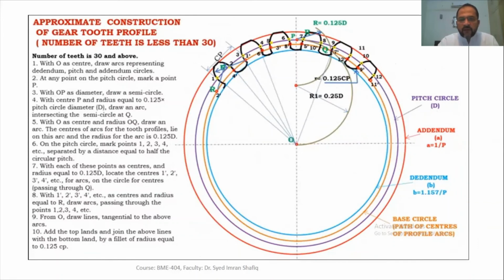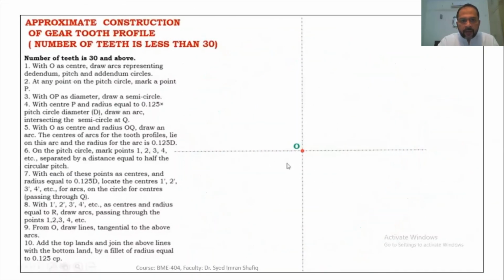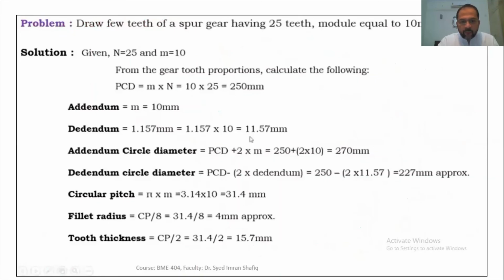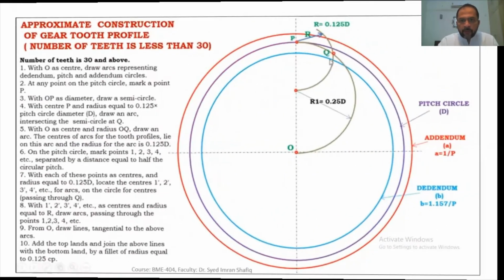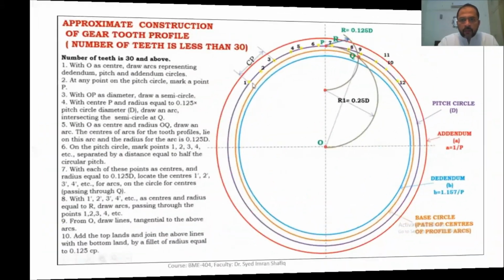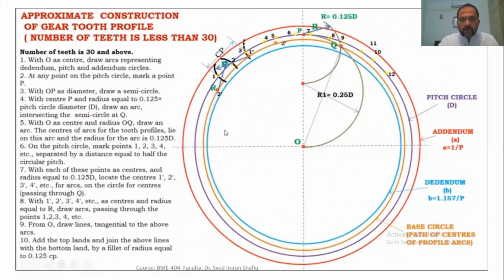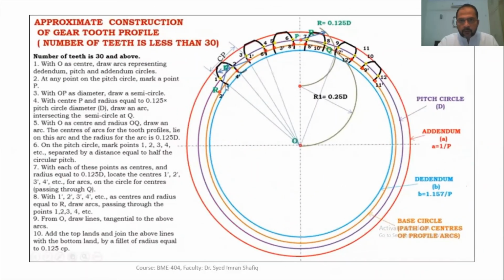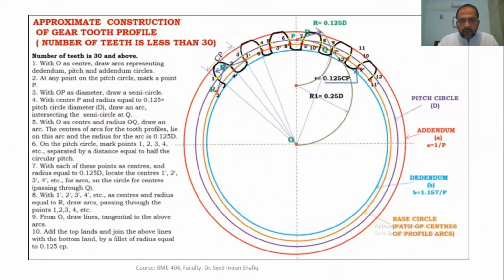If the fillet radius is very small, as we have calculated in our calculations, the fillet radius is 4 mm. So if you can draw 4 mm, it's very good. If you can't, then you can draw it with a circle master or with a flange circle. So in this way, we can draw the tooth profile. And I have also mentioned the difference between when we have a number of teeth less than 30, and when we have a number of teeth 30 or more than 30.